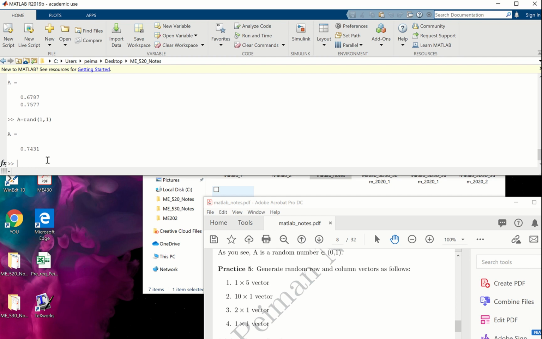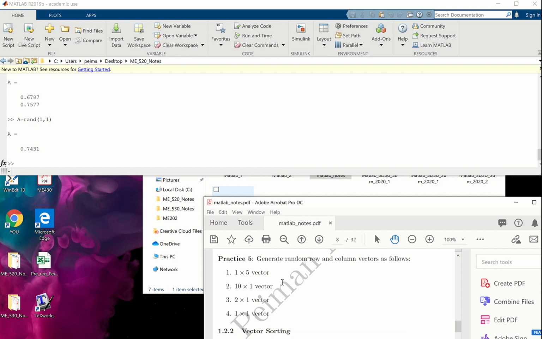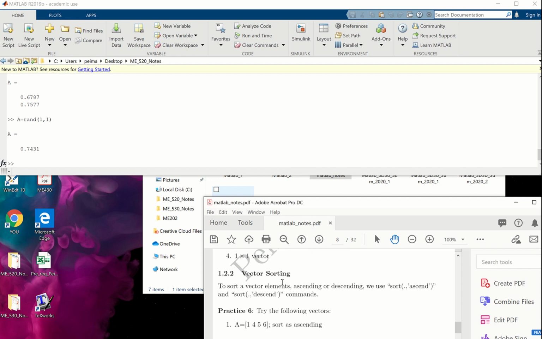Okay, understand? So now another operation on vectors is vector sorting. To sort vector elements ascending or descending, we use the sort command with ascend or descend options like this. Suppose your a is, let me delete everything. So a is 1, 4, minus 9, 3.5, 9, 8, 8, 2.34. This is your vector A.